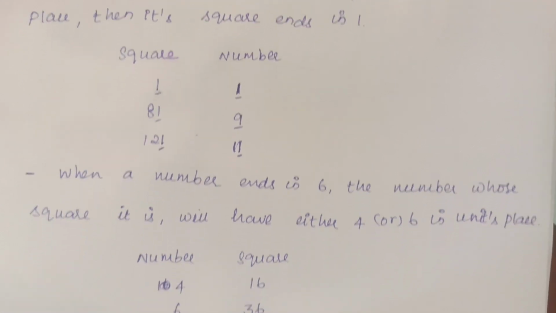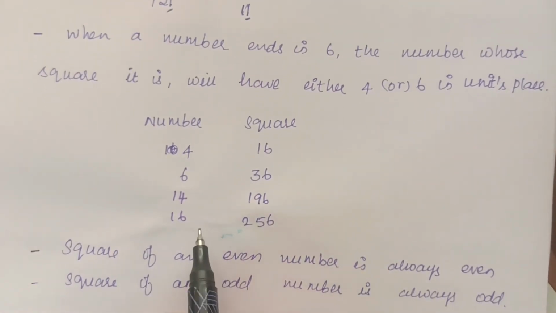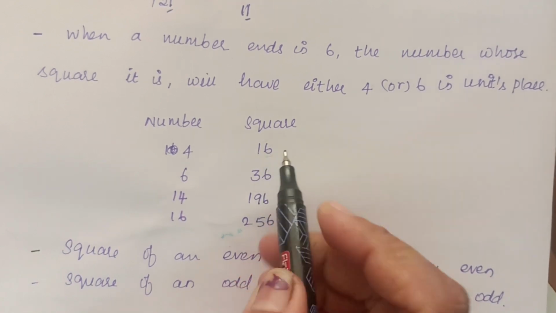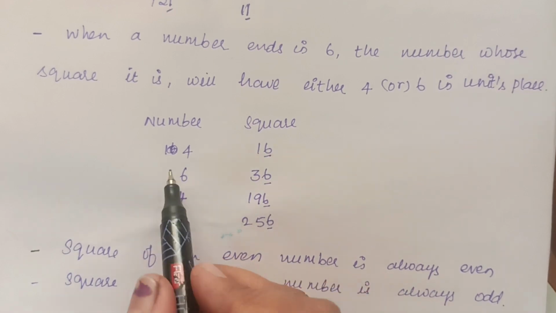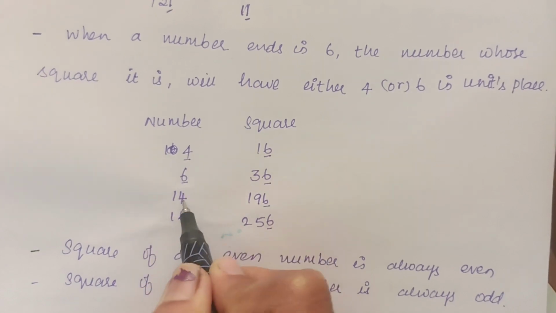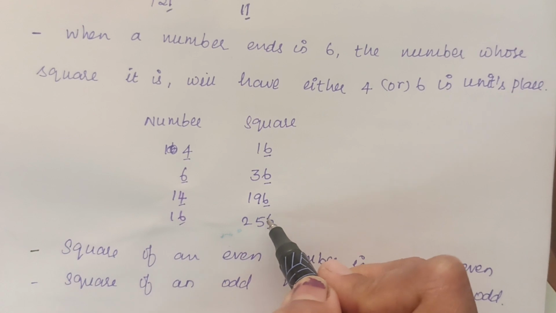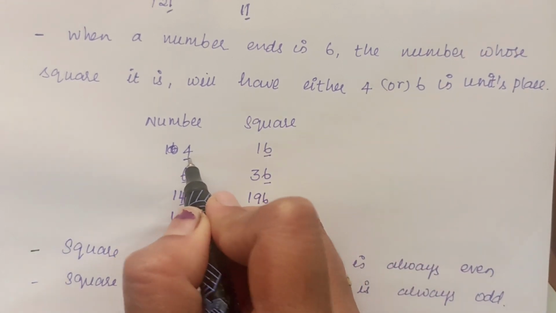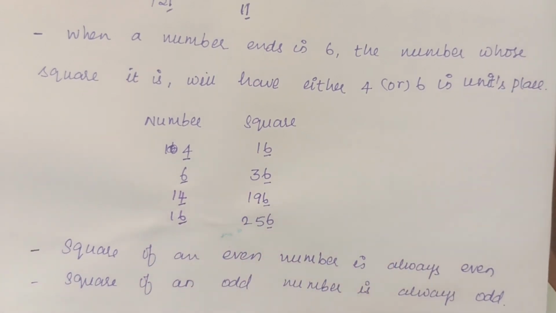Similarly, when a number ends with 6, its square number will have a unit digit 4 or 6. Here these are the numbers and these are their corresponding square numbers. So if the unit digit of the number is either 4 or 6, its square number will end with 6.